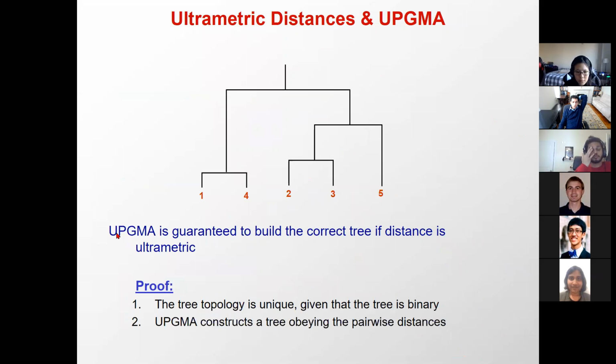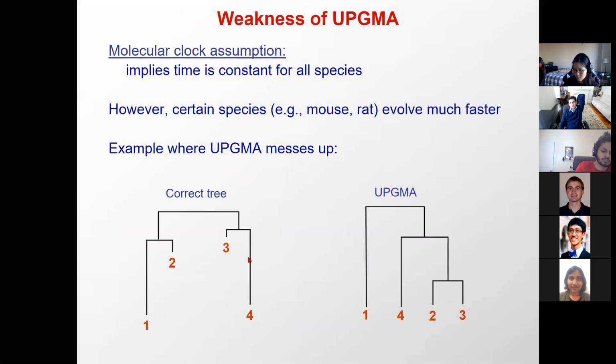So this algorithm, UPGMA, unweighted pair group method with arithmetic mean, is guaranteed to build the correct tree if the distance is indeed ultrametric. And the reason for that is that the tree topology is unique, given that the tree is binary, and UPGMA constructs a tree obeying the pairwise distances. Therefore, because it's unique, it must be the correct one, because it matches. But UPGMA has a problem.